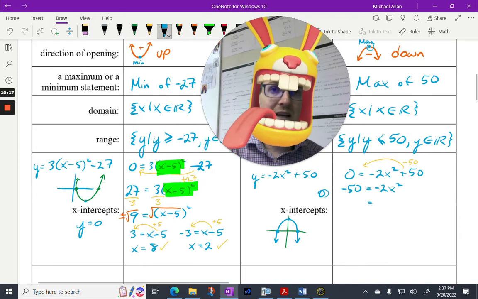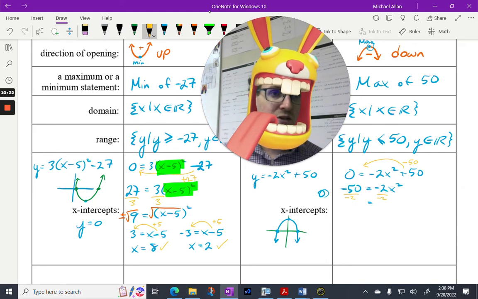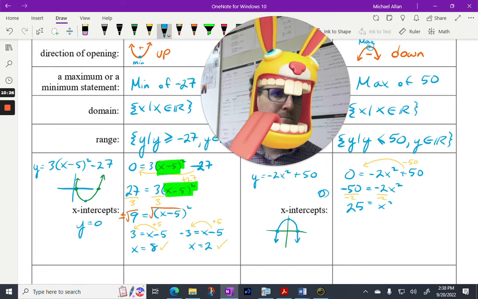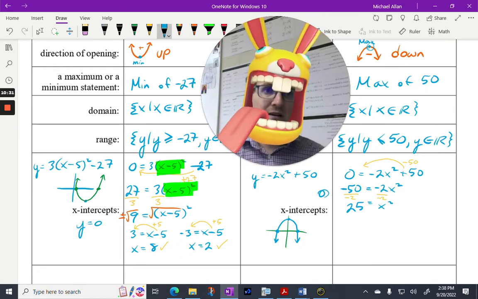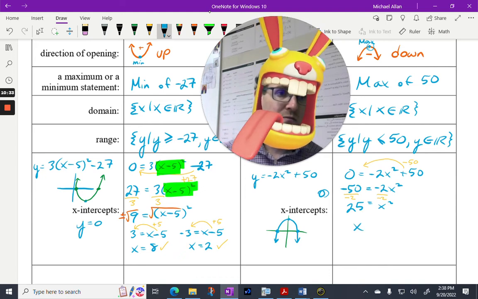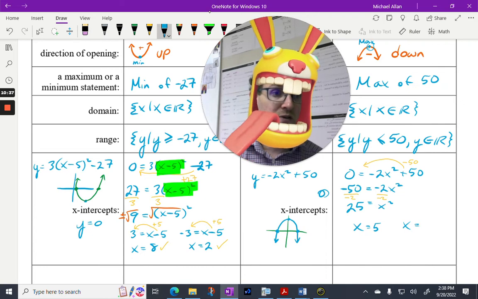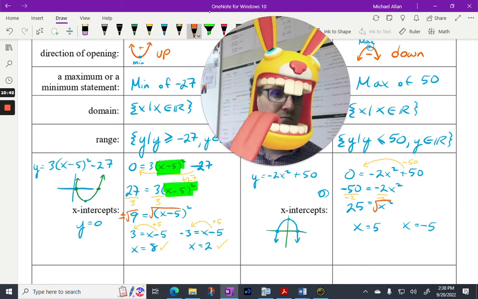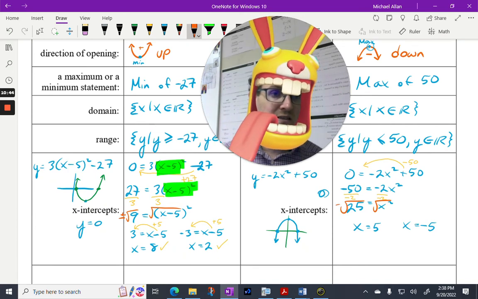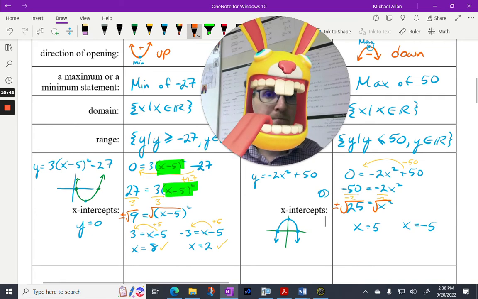You divide by negative 2 on both of these. So divide by negative 2, divide by negative 2. You get 25. Okay, this one's a little bit easier to see the two answers. What number can I square to get 25? Well, I know I can square 5 and get 25, but I can also square negative 5. But when in doubt, just take the square root. Because it's not 0, I'm just going to put plus and minus on that. And there we go, get your two answers.